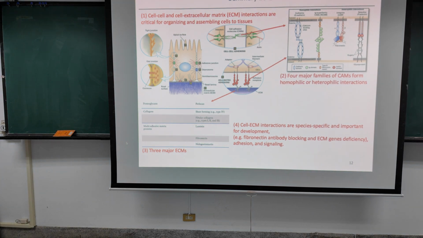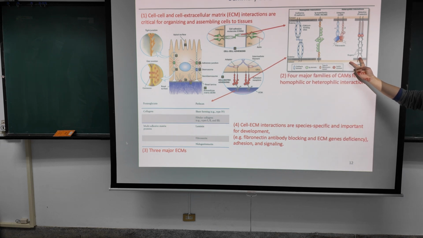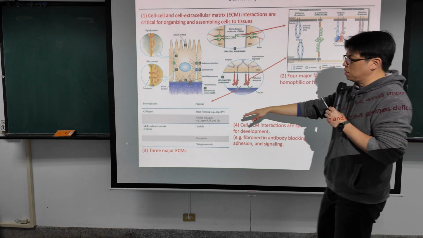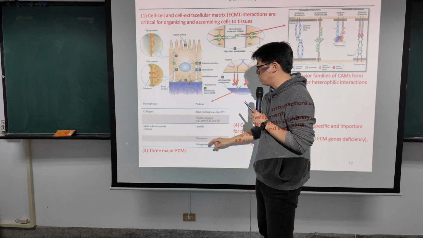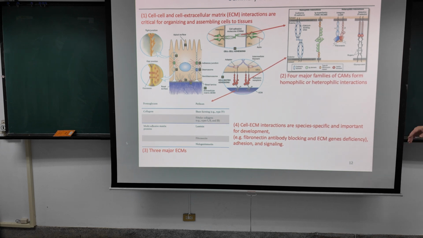We learned that cell and cell-extracellular matrix interactions are critical to organizing and assembling cells into tissues. Okay, and we also introduced 4 major families. They can form homophilic interaction or heterophilic interaction. Okay. And we also introduced several major components of the extracellular matrix protein. Some of the cell-ECM interactions are species specific and important for development. Okay, so we used fibronectin antibody blocking and ECM deficiencies to give you examples. So those are 3 major ECM. Okay.